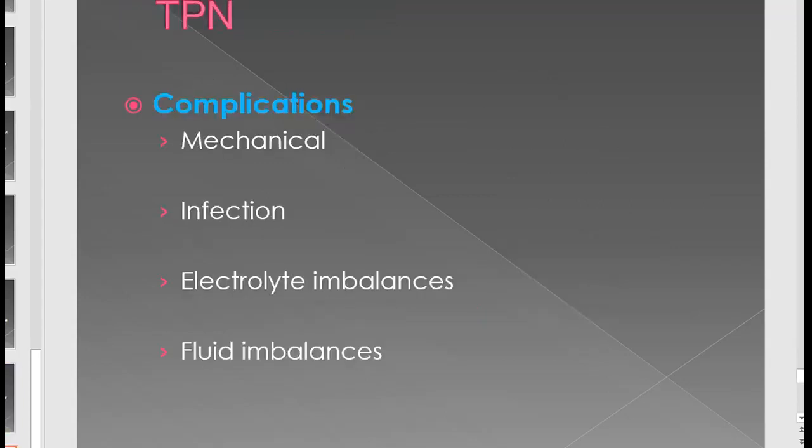There are different types of complications from having TPN. Mechanical usually means that this is from the insertion of the catheter. For example, if a patient were to have a subclavian central line, sometimes a pneumothorax could occur after the catheter has been placed. Infection, this is just from a central line infection. Electrolyte imbalances, and also fluid imbalances. This is why it's very important to be monitoring the patient's eyes and nose.